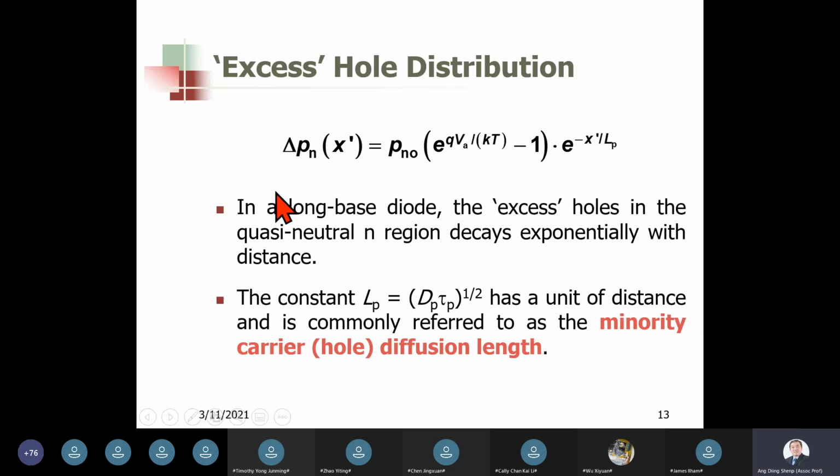Now there's a new term here, long base. Long base diode simply means that the length of the quasi-neutral region is very much longer than the minority carrier diffusion length, 10 times or more. So we call it a long base diode. I have explained the meaning of LP, the minority carrier diffusion length.